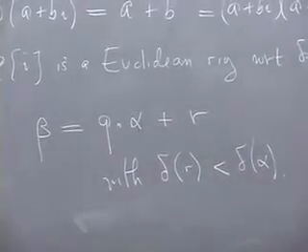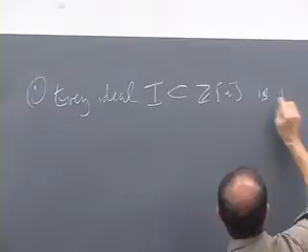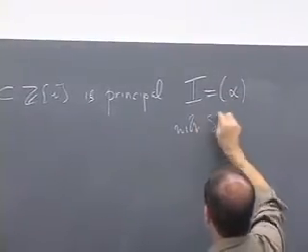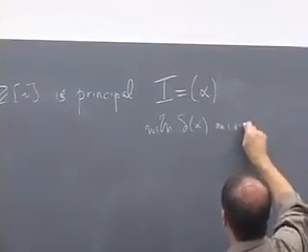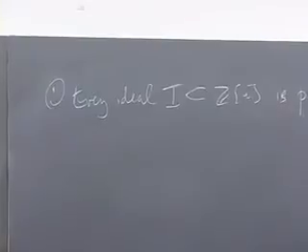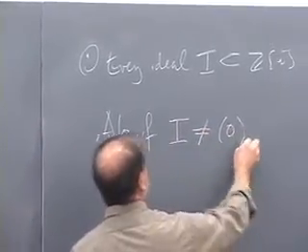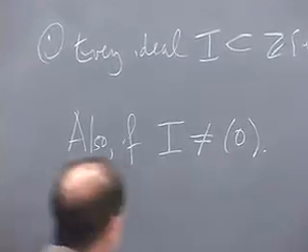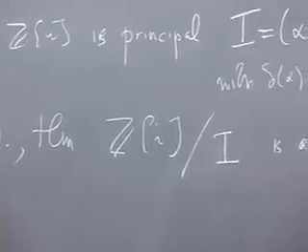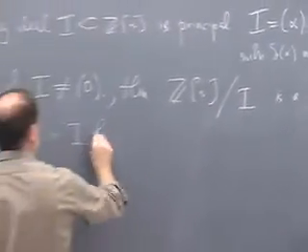For example, the first consequence was that every ideal I in Z of i is principal, generated by a Gaussian integer with delta of alpha minimal. So you take the element in the ideal with the smallest value of delta that generates the ideal. Now we can say something else besides it being principal. If I is not equal to the 0 ideal, then I claim the quotient of the Gaussian integers by I is a finite ring. In other words, the ideal has finite index. So I has finite index.